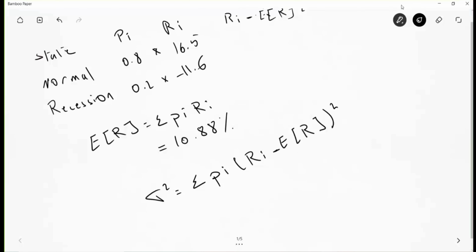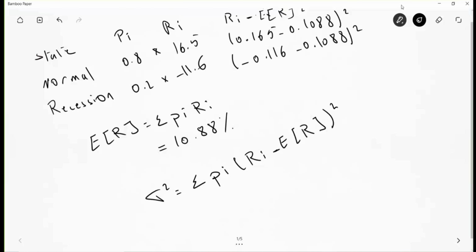squared. So here I will have 0.165 minus 0.1088 to the power 2. Here I will have minus 0.116 minus 0.1088 to the power 2. I multiply the probability by the squared deviation for the two states. I add, and then I will have the variance. In this case, I will get a variance equal to 0.012634. So this is for number 2.